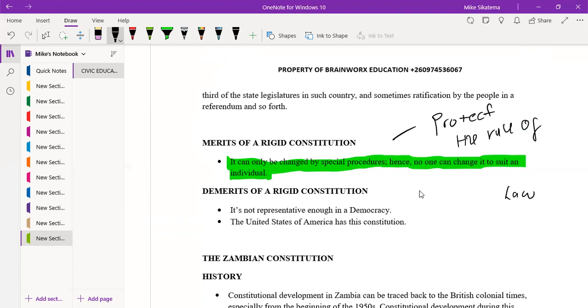So what are some of the demerits of a rigid constitution? It is not representative enough in democracy because it's not easily subject to change. Like I said, even just changing one minute rule, whether certain rules are positive or negative. And if you are trying to change some of the negative forms, some of the most outdated forms of rules, it might take years. So it's actually not a good representation of democracy. And the United States of America is an example of a rigid constitution.